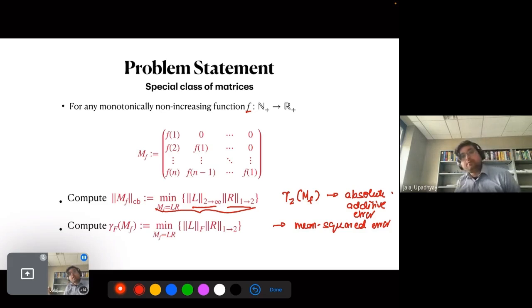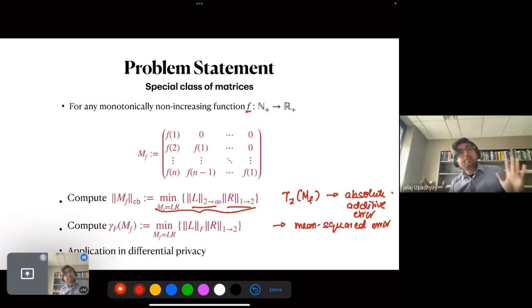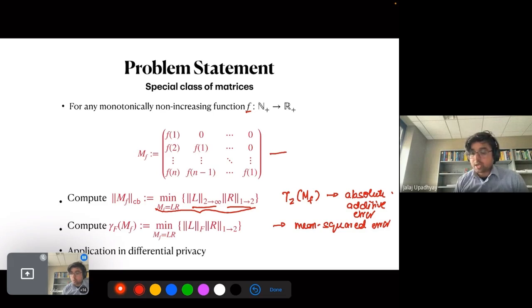So both of them have natural reasons why we should be studying them from a privacy perspective. They have been studied in other areas of computer science as well, like complexity theory and quantum channel capacity, but we will not be going into those details. What we will be mostly concerned about in this talk is their application in differential privacy and how we can best get the factorization norm for this class of matrices.